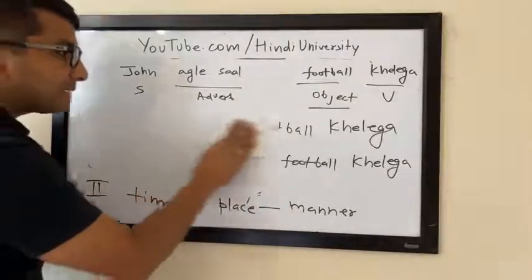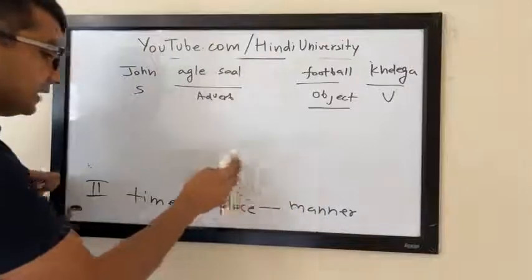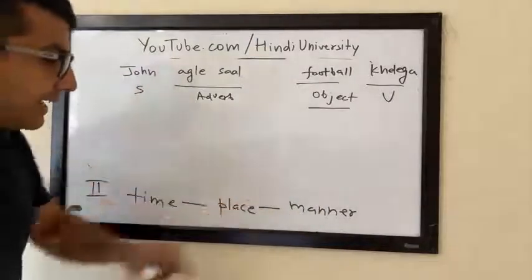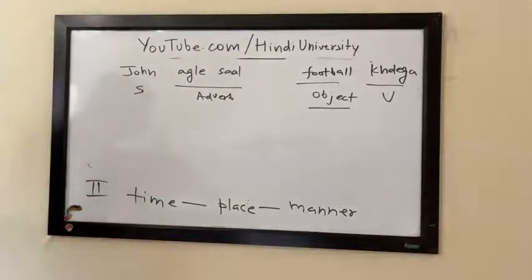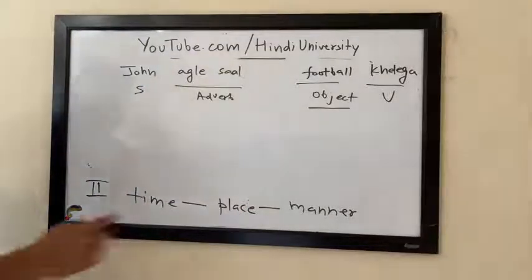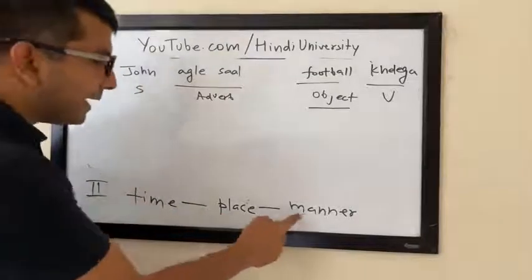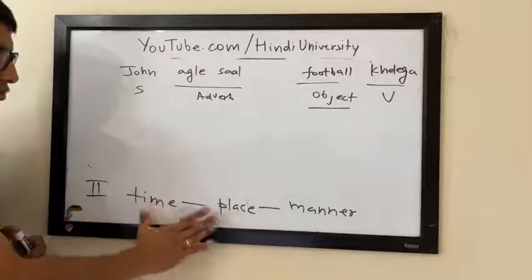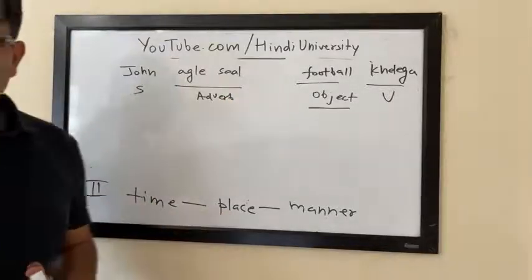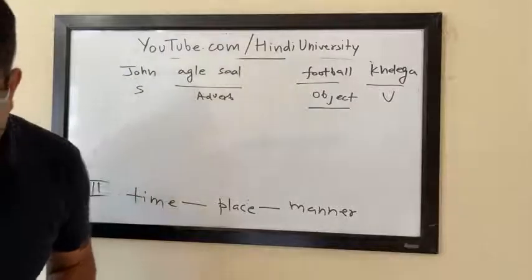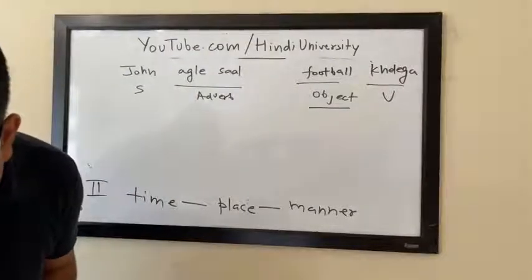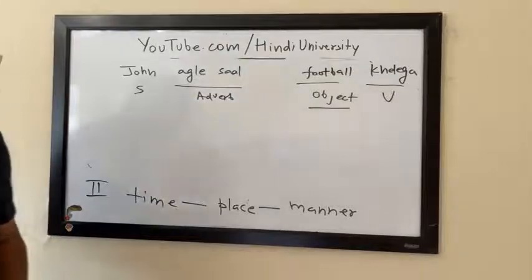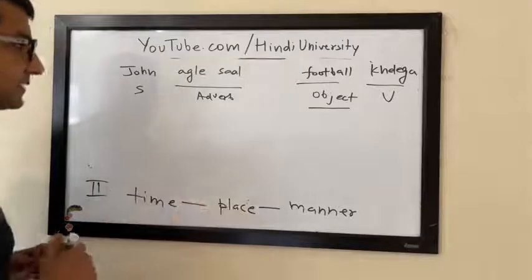Okay, so you already have John अगले साल, which is basically next year, football खेलेगा. Let's say you have to put place and manner in the same sentence. How can you modify the sentence and put a place based and a manner based adverb in the same sentence? So let's try. We already have time. Let's put just time and place, and then after that let's put time, place and manner, all of them. Suvilai ji, you want to give this one a try? Put time as well as place.